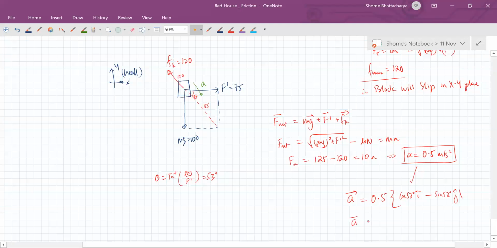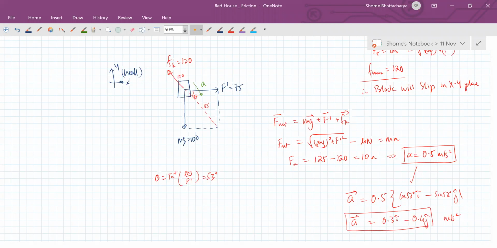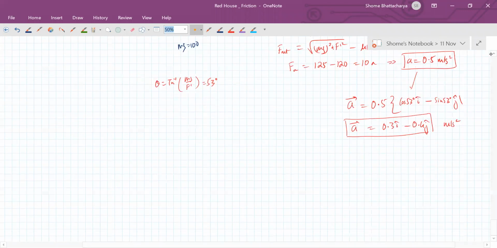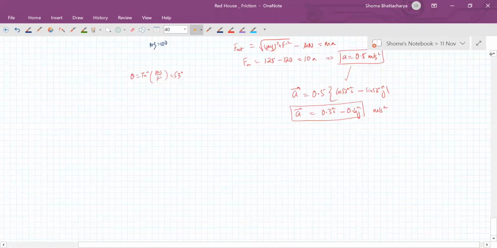So when you work that out, you will get 0.3 i cap minus 0.4 j cap in meters per second square. Or you can say that the acceleration has a horizontal component of 0.3 and a vertically downward component of 0.4, and the net acceleration is therefore 0.5, but in some sort of diagonal direction, I guess. So that's the interesting part about this question.